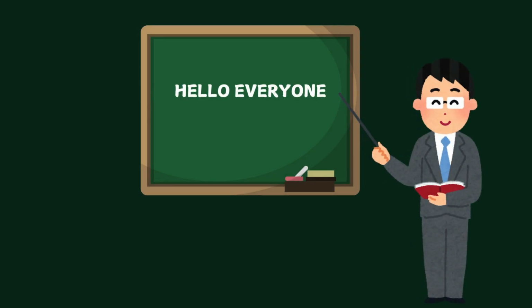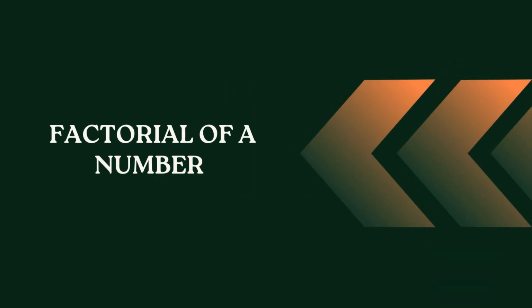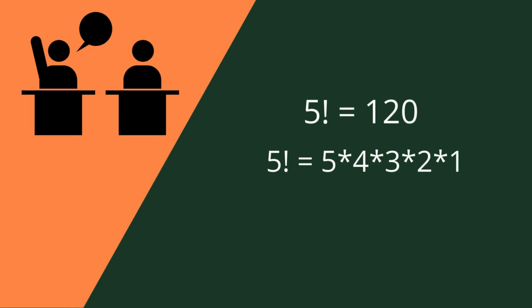Everyone. Today I have come up with a very important and interesting concept in programming language, that is how we are going to calculate a factorial of a given number. If we are asked what is the factorial of 5, then simply we are going to say 120. But how actually we are going to calculate and say that it is 120?